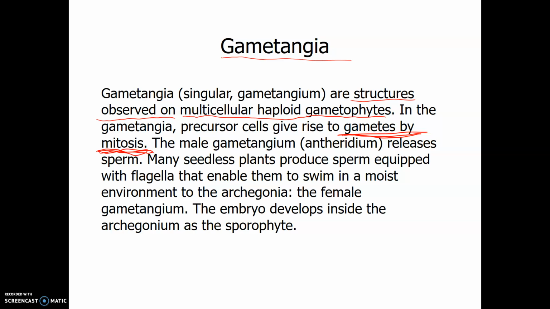So basically you have these haploid gametophytes that divide by mitosis. That's what mitosis looks like when the parent cell is already haploid. So the haploid parent cell produces haploid daughter cells, and those daughter cells are the gametes, sperm and egg.